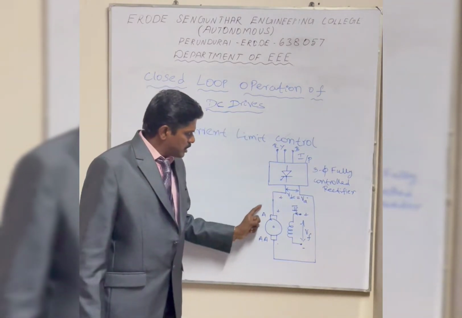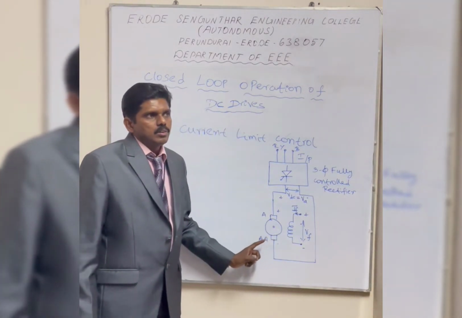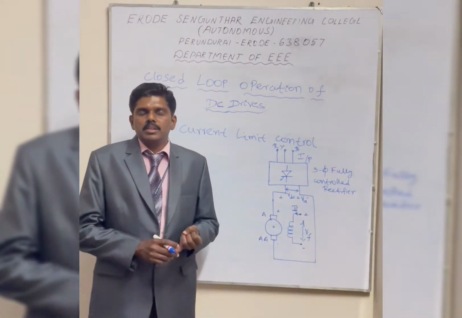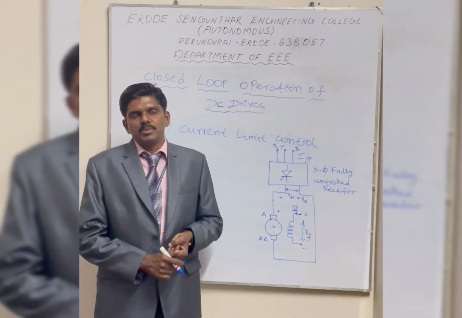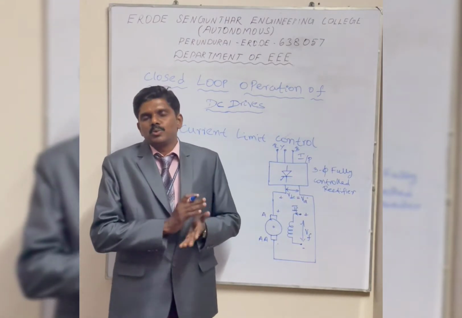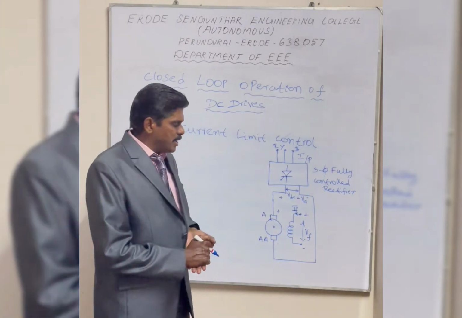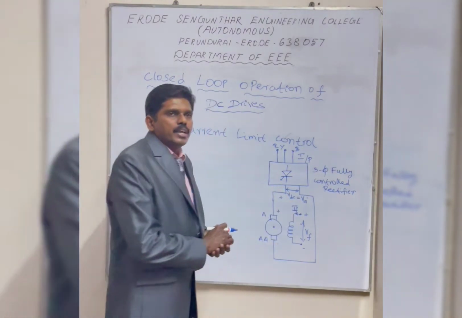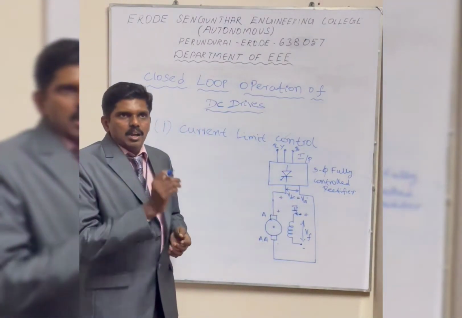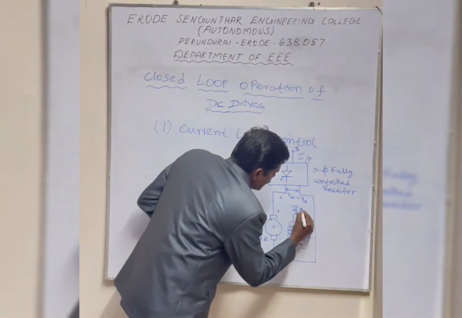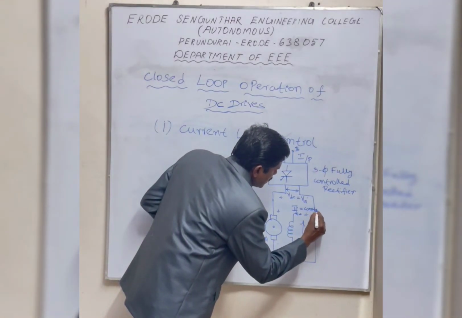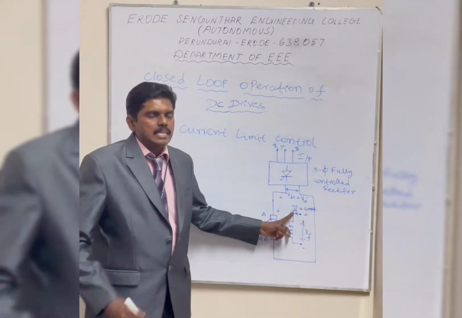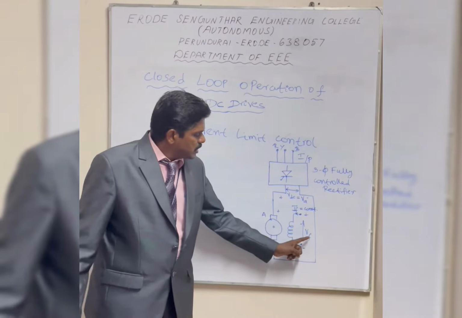We need to control the speed of the DC motor. How do we control it? We can use either the field control method or the armature voltage control method. Here I am considering the armature voltage control method. It means we vary the armature voltage VA while maintaining the field current constant, that is, at its maximum, by using the excitation.